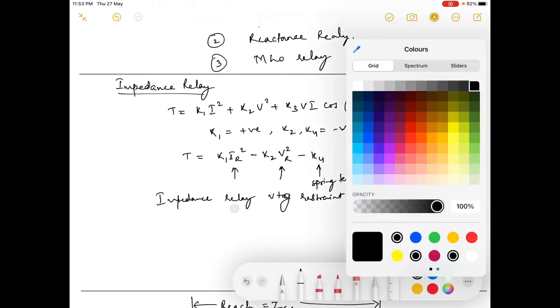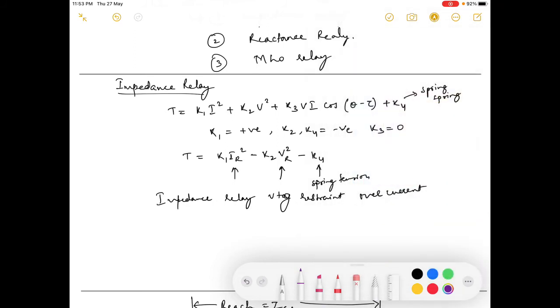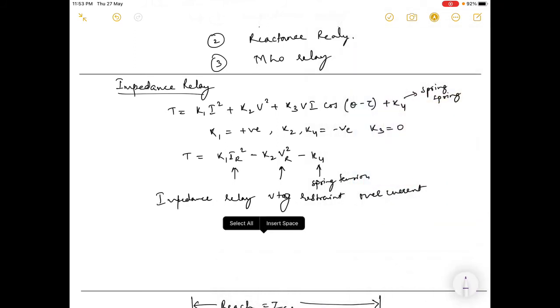Now what we can write is, the relay will operate if T is positive. It means K1 IR square is greater than K2 VR square plus K4. When will T be positive? When this is greater than this. Do you agree? Yes. So this term I have brought to the other side.